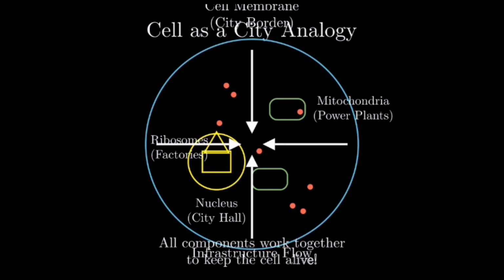Just like a city needs a functioning infrastructure to survive, a cell needs its various organelles and structures to function properly. Now, take a moment to think about how the different components of the cell work together to keep it alive and functioning. And don't hesitate to continue asking questions about this topic.